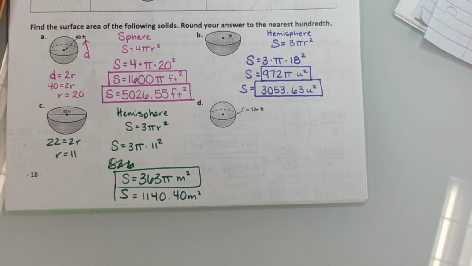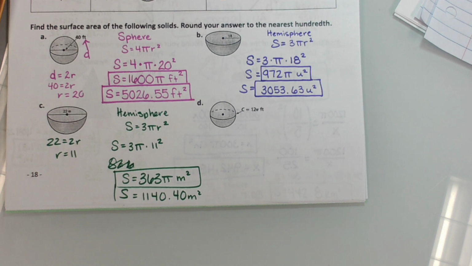Hemisphere, which means the formula has what number on it? 3. So 363 pi meters squared, or 1,140.40 meters squared.